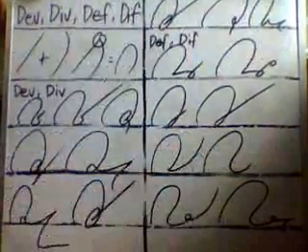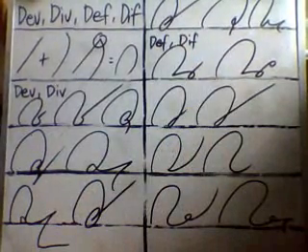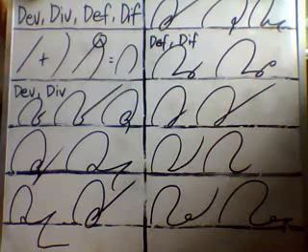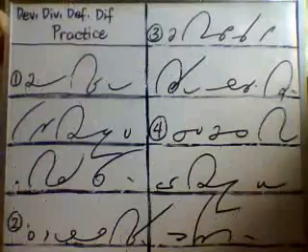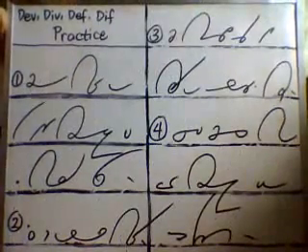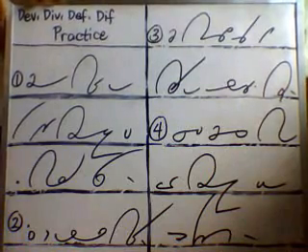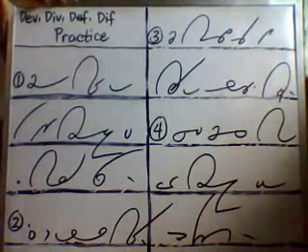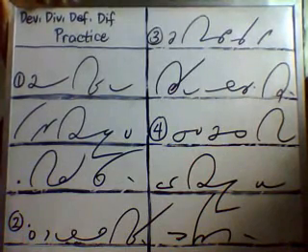Okay, so these are the blend of dev and def. The blend are the words that have the dev and def blend. Okay, class, for your reading practice, again, there are 4 different sentences here which contain the words that have the dev, div, def, and diff blend.